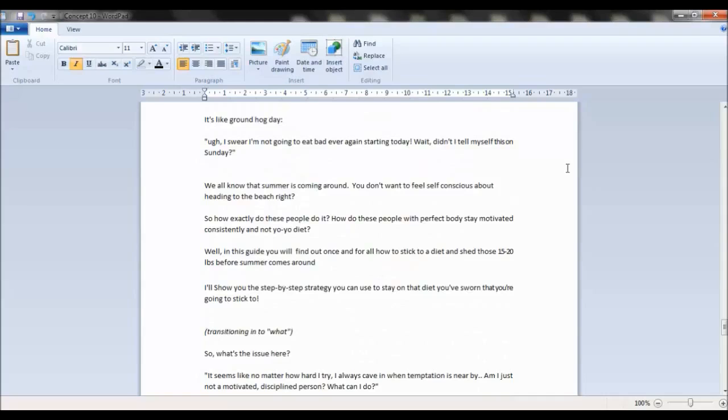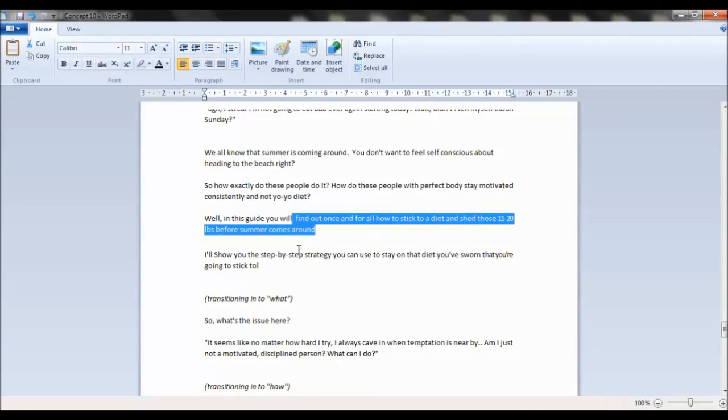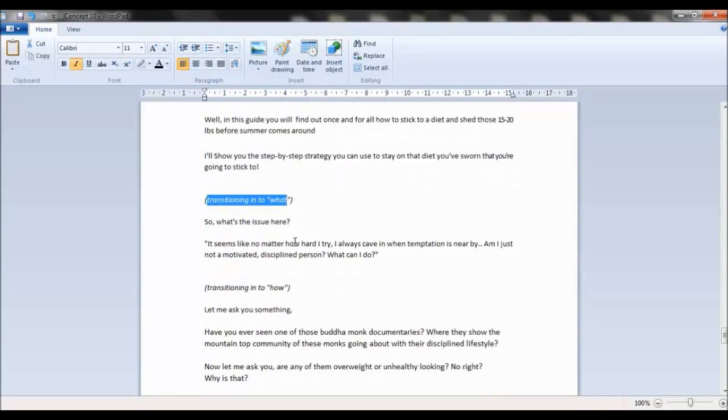We all know that summer is coming around. You don't want to feel self-conscious about heading to the beach, right? So how exactly do these people do it? How do these people with perfect bodies stay motivated consistently and not yo-yo diet? Well, in this guide, you'll be able to find out once and for all how to stick to a diet and shed those 15 to 20 pounds before summer comes around. I'll show you the step-by-step strategy you can use to stay on that diet you've sworn that you're going to stick to. So now we transition into the what.